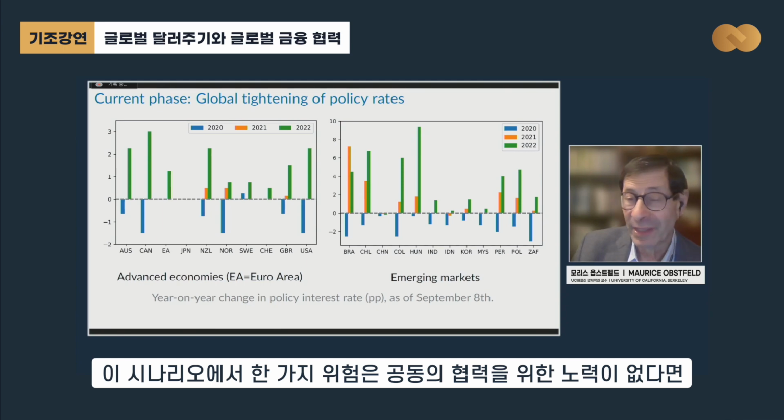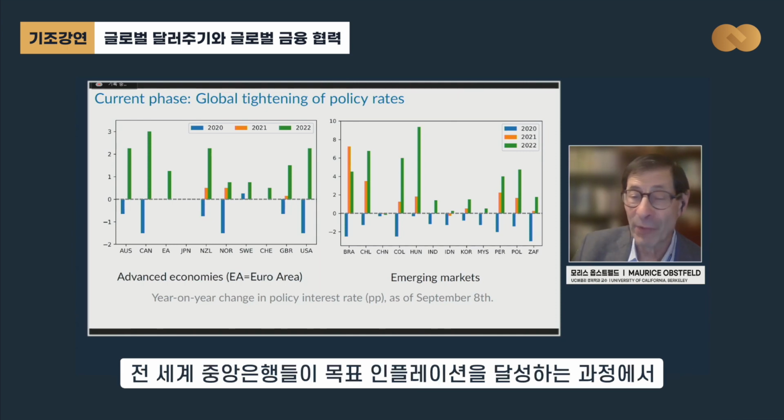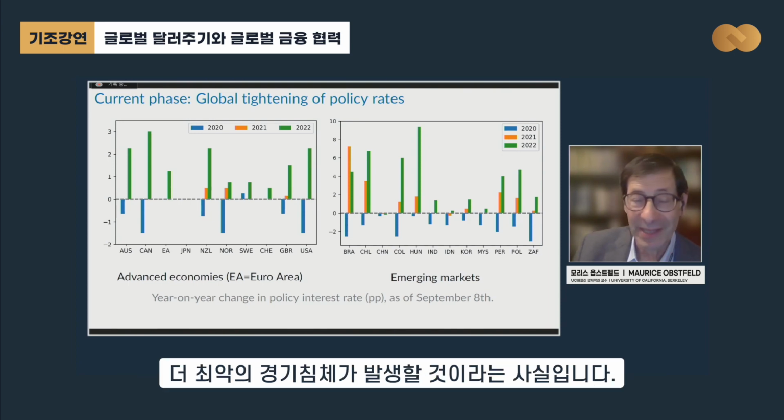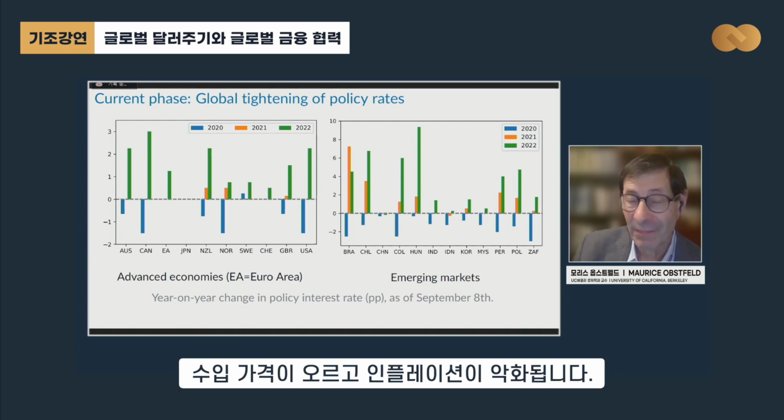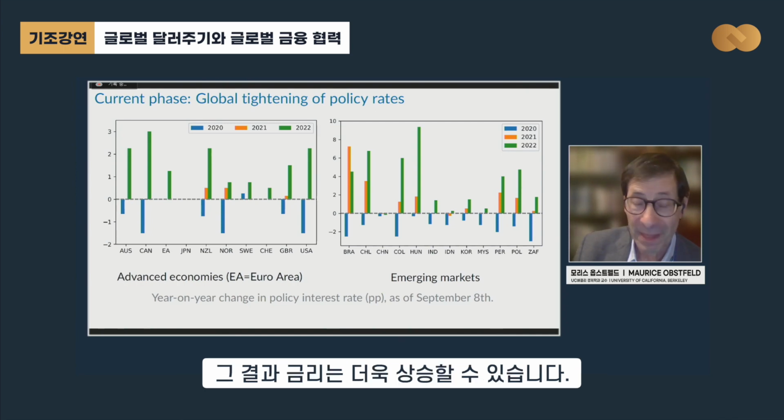Now, one danger in this scenario is that jointly, if there is no attempt to cooperate, the world's central banks will create a worse recession than is actually needed to bring inflation back to target. When the Fed hikes its interest rates and other countries suffer depreciation of their currencies, that raises their import prices and worsens inflation. And this might lead them to hike interest rates even more.